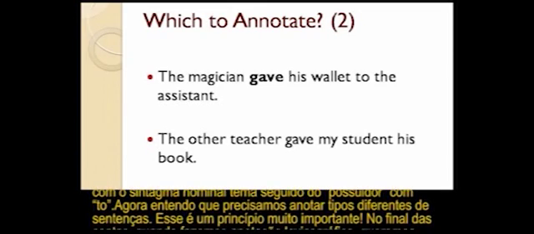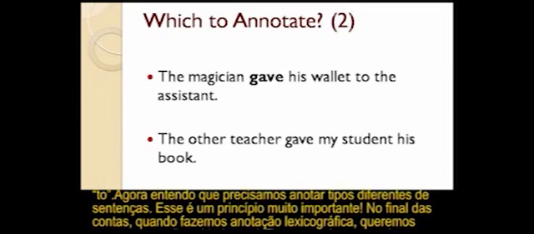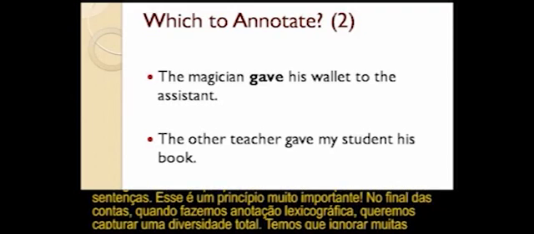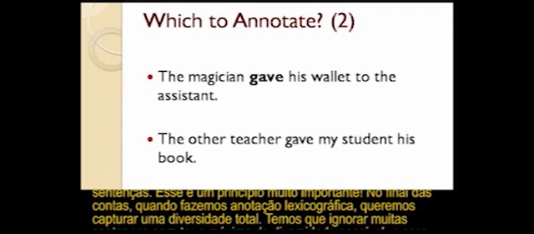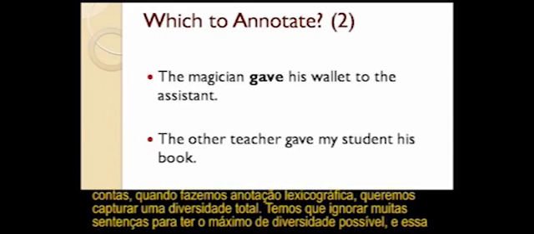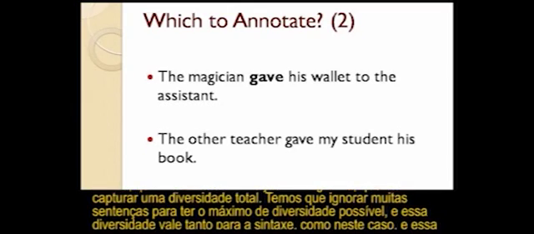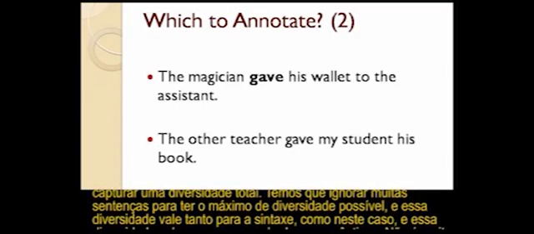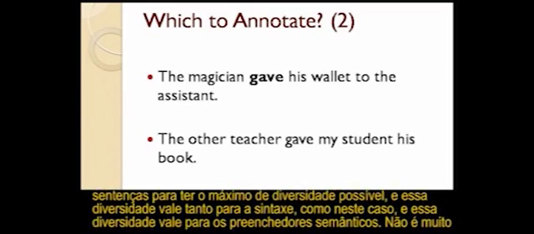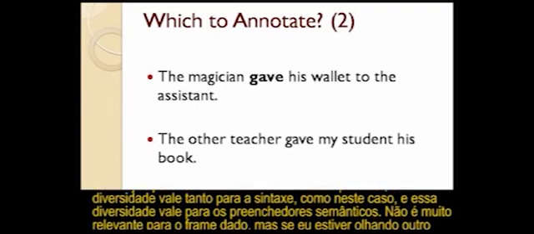I got it, because now I understand that we must annotate different types of sentences. Yes, okay. And that is a very important principle. We want, in the end, when we're doing lexicographic annotation, we want to capture the full diversity. So we ignore lots and lots of sentences in order to get as much diversity as we can. And that diversity is both for the syntax, like this one, and for the semantic fillers.